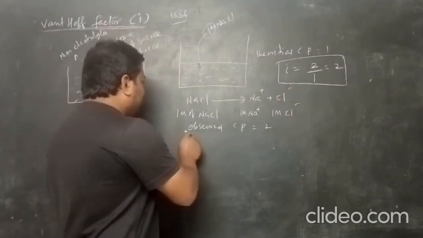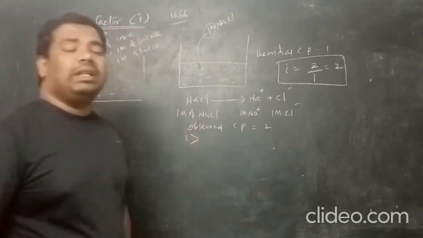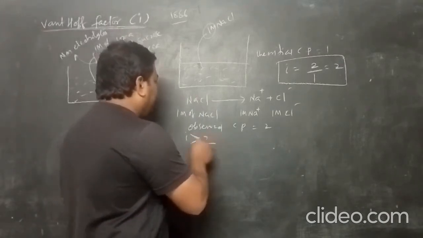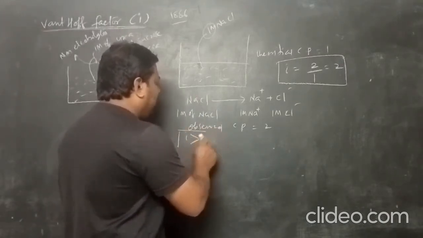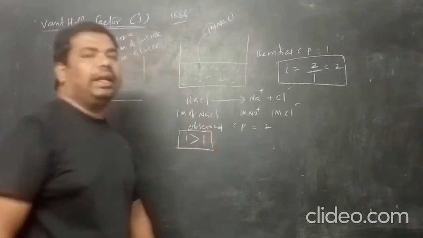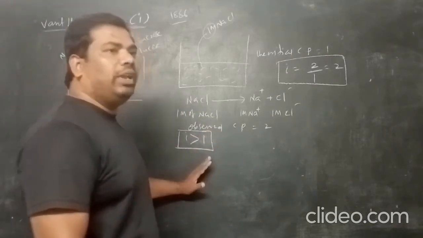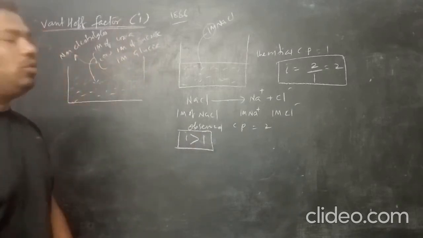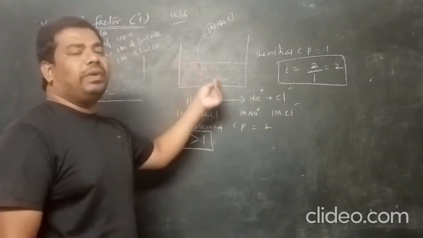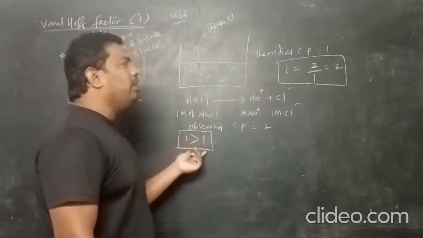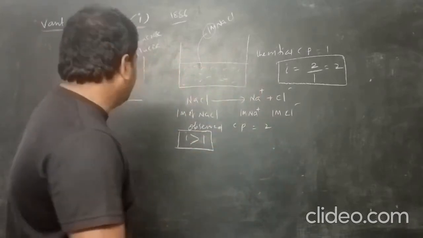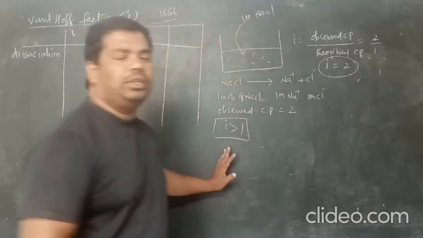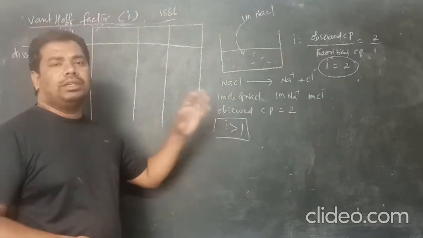So in this case, when the non-volatile solute dissociates in solution, the i value becomes greater than 1. That is very, very important. In the case of non-electrolytes, the i value is equal to 1. In the case of electrolytes, when they dissociate, the i value is greater than 1, students. So in the case of dissociation, the i value is greater than 1.